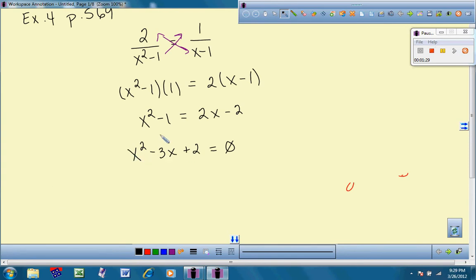Alright, now it looks like we've got a factor again. So we would have x minus 2 and x minus 1. Multiplying, we get positive 2. Adding, we get negative 3. Remember, you are solving for x, so we've got to set each factor to 0 and solve, so we get x is equal to 2 and x is equal to 1.